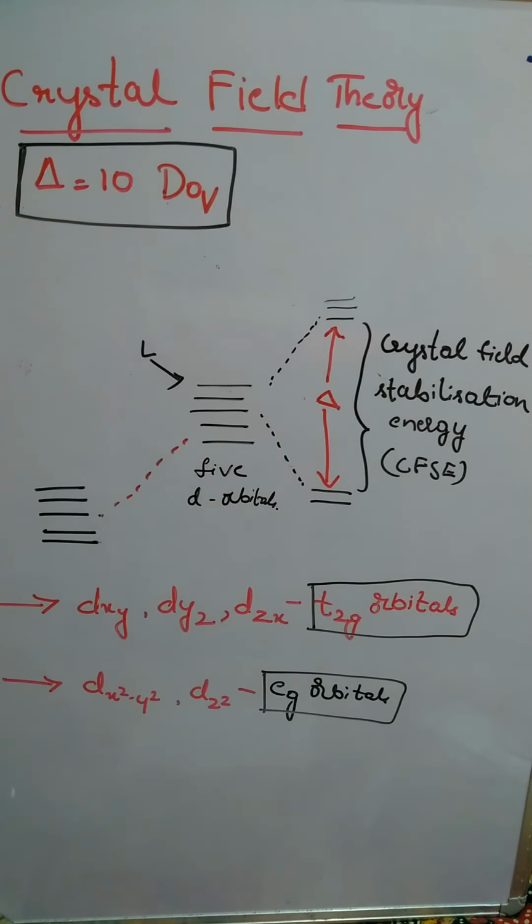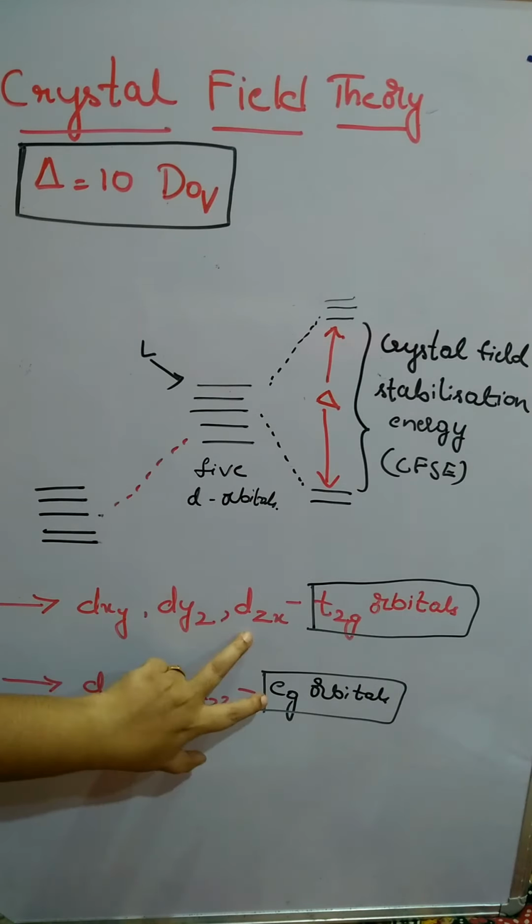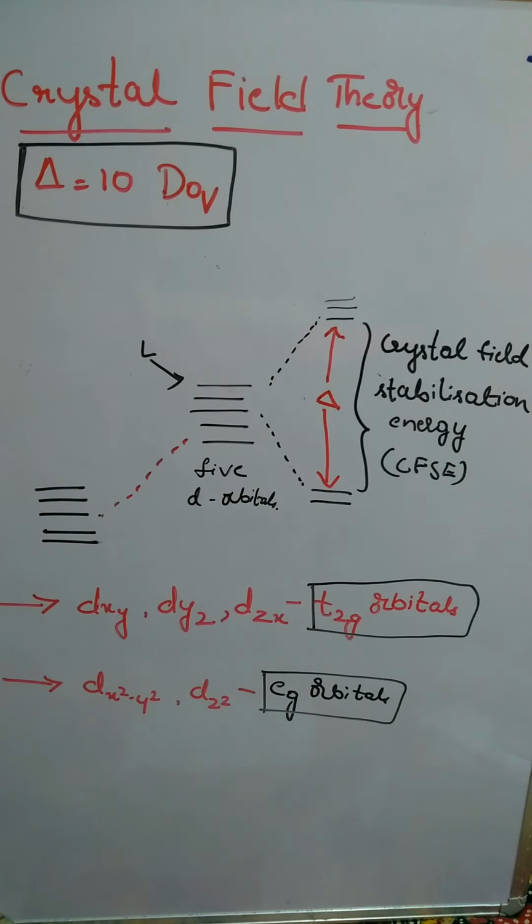And in the d orbitals, these are of two types. One is dxy, dyz and dzx, where the lobes will be present in between the axis, and in the other orbitals the lobes will be present along the axis. Either of these sets may experience more repulsion. It is based upon the orientation of the orbitals in the ligand. So this entire pattern of splitting is dependent on the ligand.